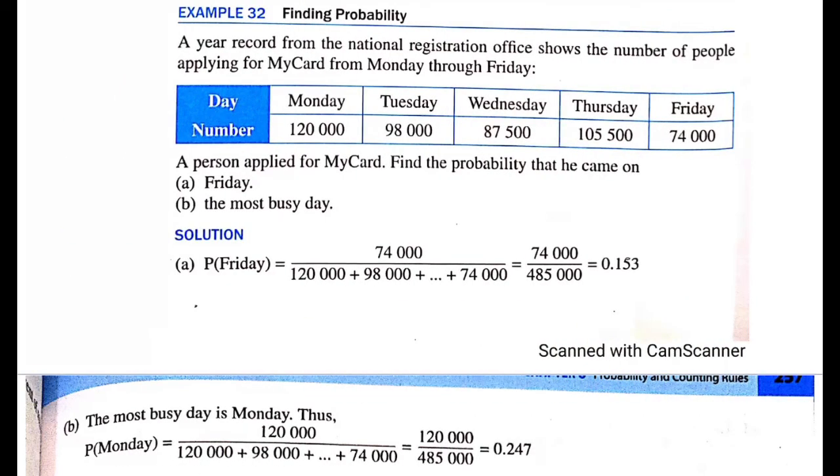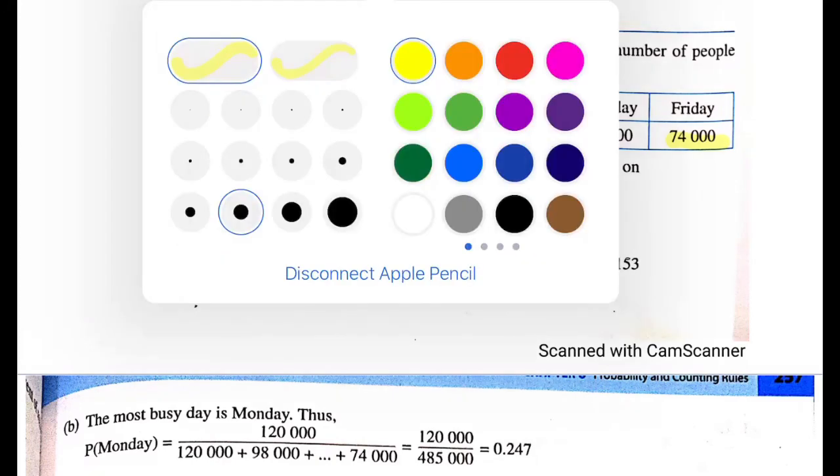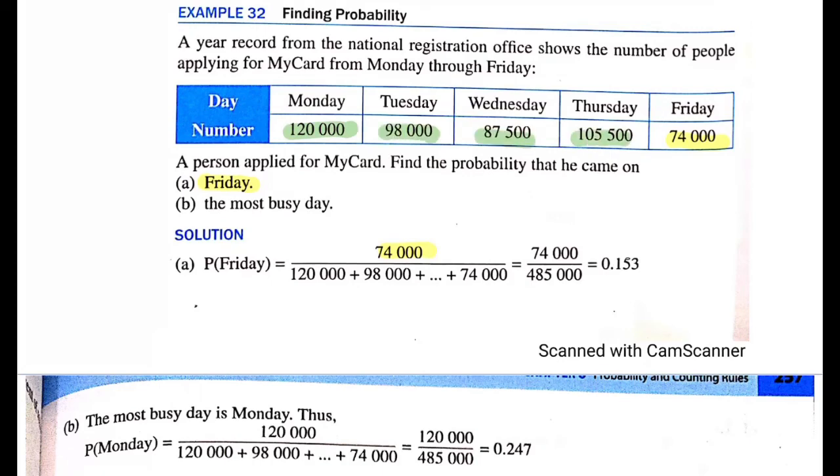And this is the final example for this topic, which mentions a year record of the National Registration Office. This shows the number of people applying for MyKad from Monday to Friday. Let's see the first question. A person applied for MyKad. Find the probability that he came on Friday. So for the probability that he came on Friday, just take this number here, 74,000, and divide by the number of the sample space, which we get by adding up all of these numbers here. So you'll get your answer, 0.153.